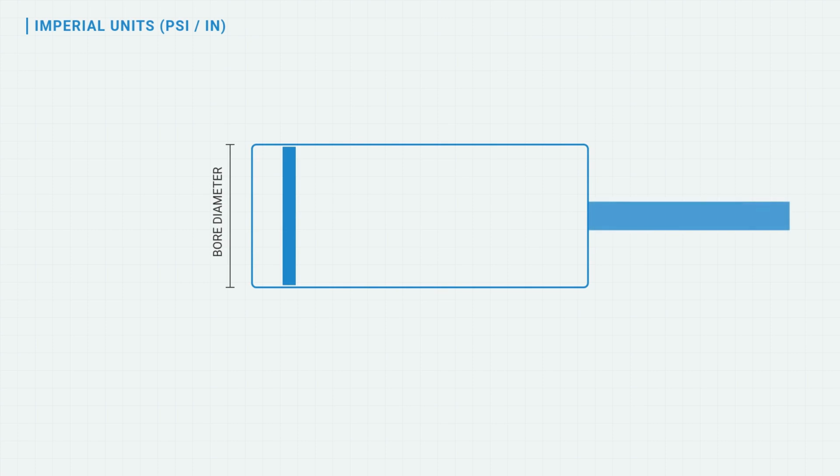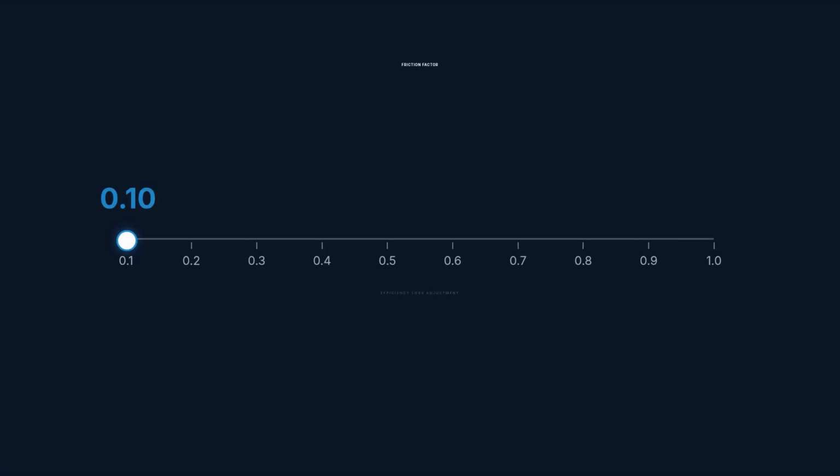For this demonstration, I'm using Imperial units. Next, enter the bore diameter of your cylinder, then input your operating pressure. Finally, there's the friction factor or efficiency field, which defaults to 0.85, but can be adjusted between 0.1 and 1.0 to account for real-world losses.